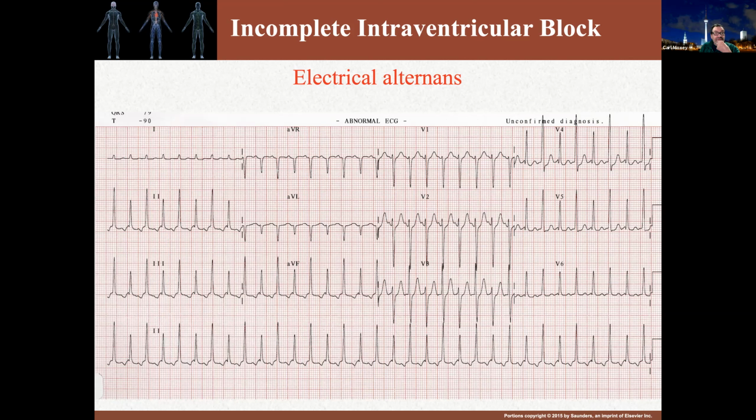Electrical alternans, however, is also associated with other pathologies, including, but certainly not limited to, ventricular tachycardia, Wolff-Parkinson-White syndrome, accelerated idioventricular rhythms, and supraventricular tachycardia. It may also occur in cardiac tamponade. I certainly don't think she had cardiac tamponade.